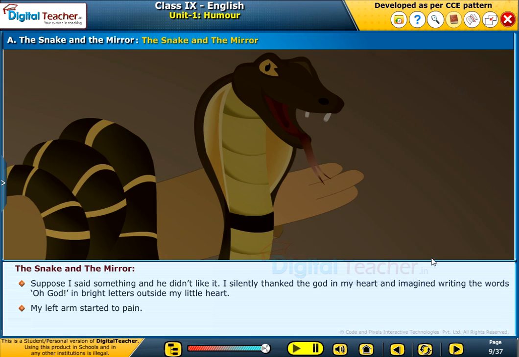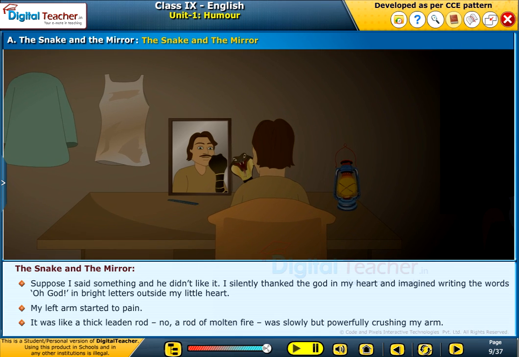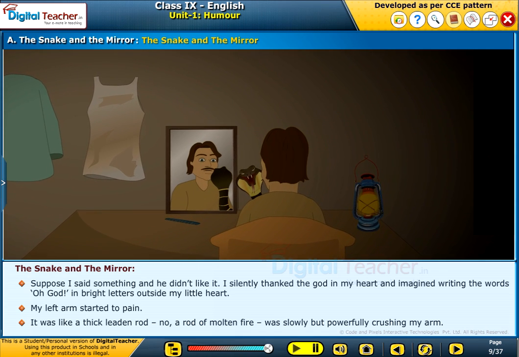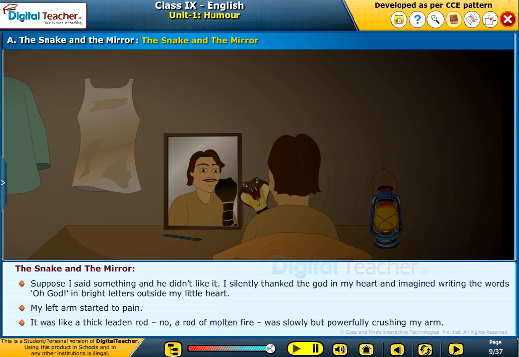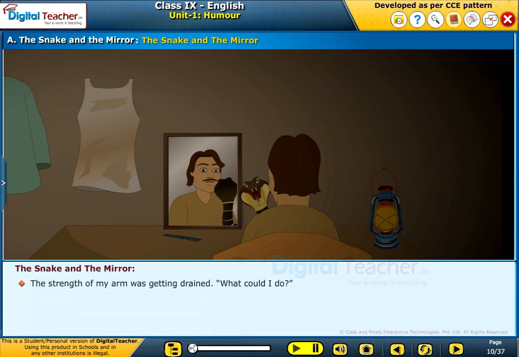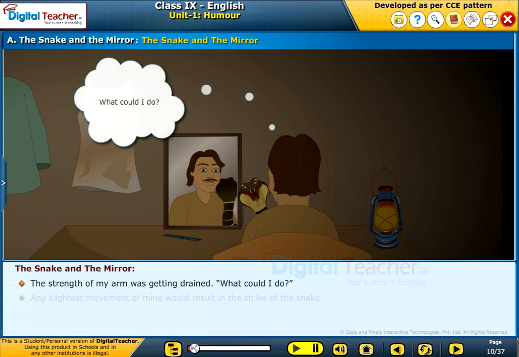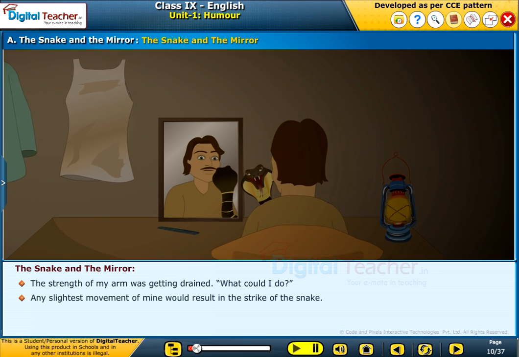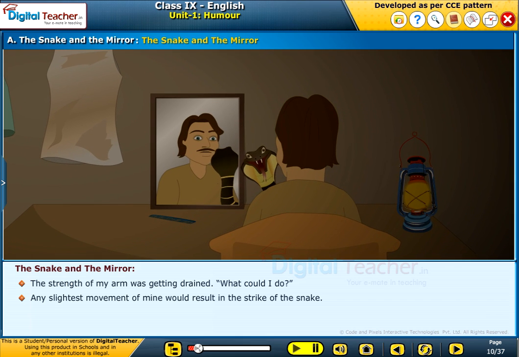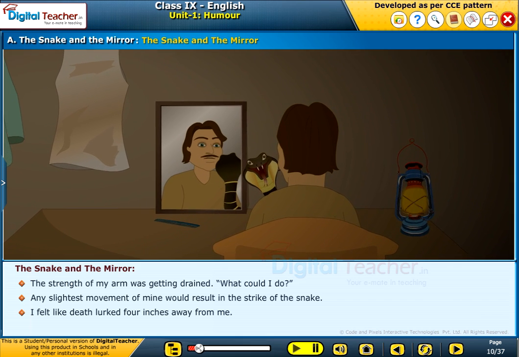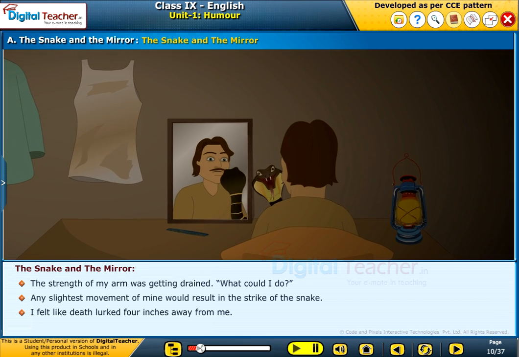My left arm started to pain. It was like a thick leaden rod, no, a rod of molten fire, was slowly but powerfully crushing my arm. The strength of my arm was getting drained. What could I do? Any slightest movement of mine would result in the strike of the snake. I felt like death lurked 4 inches away from me.